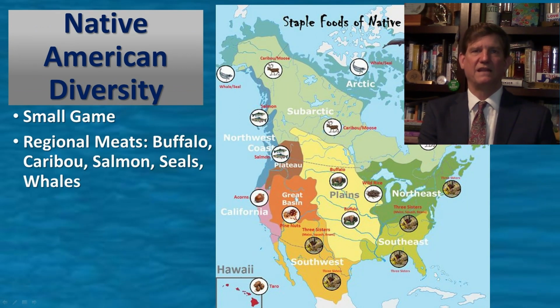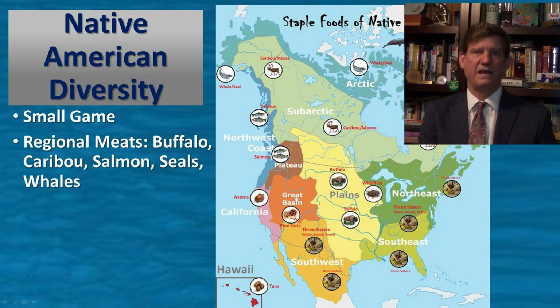Another way to look at Native American diversity is to look at food supply. Not all Native Americans ate buffalo. That was something special to the plains, and very few Native Americans actually lived on the Great Plains. Instead, what did they eat? Well, they ate small game. Rabbits, birds, ducks, fish, whatever was available in the region, humans were able to hunt, to gather, to clean, to cook, to eat.